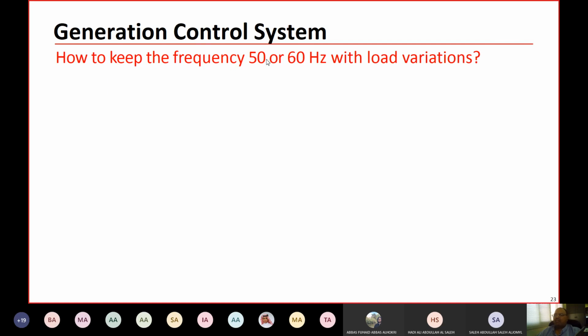But in other countries, it's 50. Most of the world is 50 hertz. Europe, and even other Gulf countries, are at 50 hertz: Kuwait, Qatar, Bahrain, Oman, UAE, all are at 50 hertz. So anyway, you need to keep the frequency at the rated values.